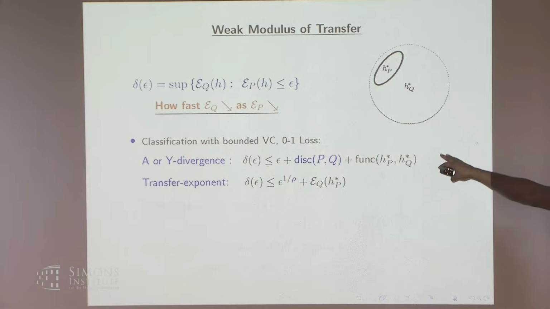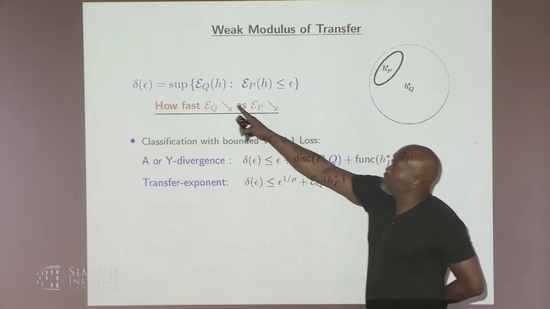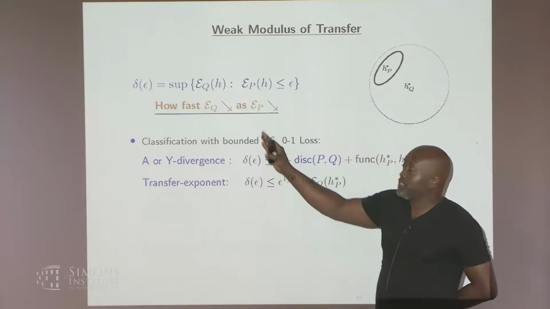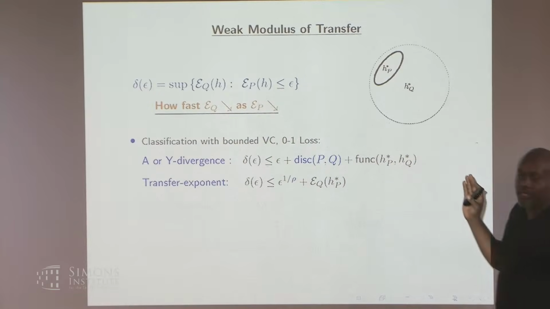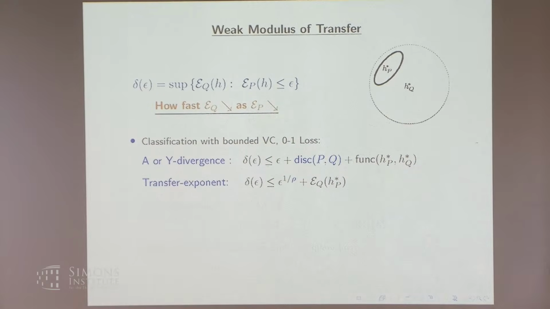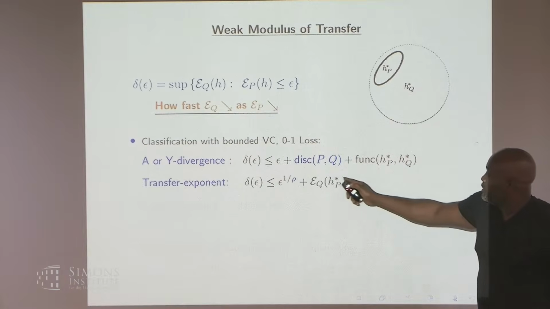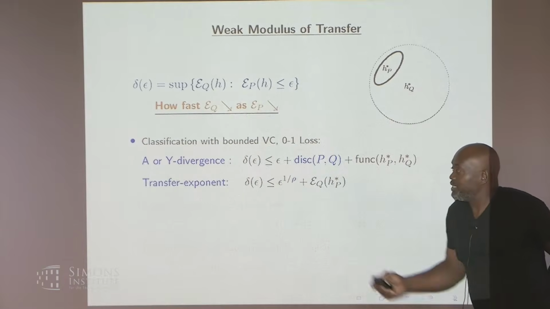What's also nice for us here is that all of a sudden we don't need to care that we are in classification. This is well defined for any well-behaved loss. Is that clear? And by well-behaved, I just mean that the loss is finite for every H, okay? So then the transfer exponent is immediately bounded.